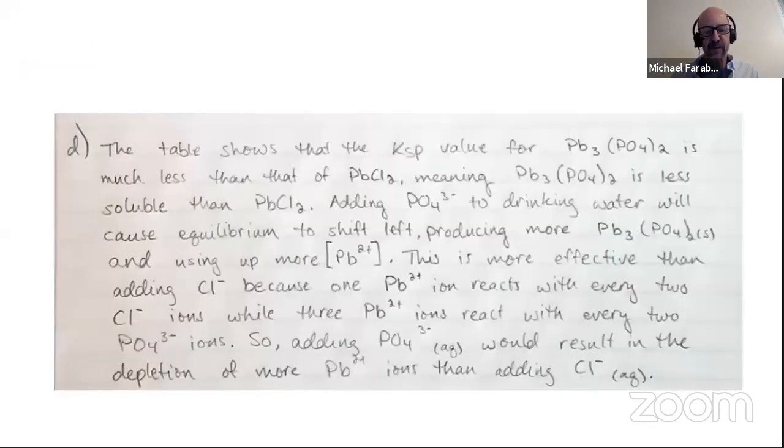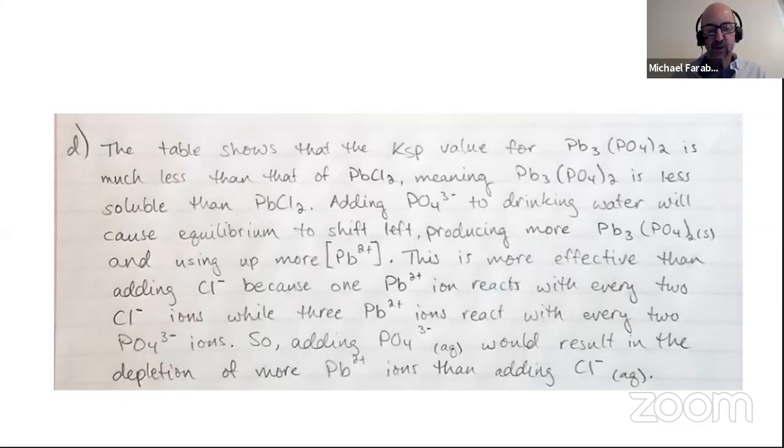All right, let's take a look at some sample student answers. I like this answer because it actually mentions both. Didn't have to do that, but it talks about everything that I just mentioned. It says the table shows that the Ksp value for lead phosphate is much less than that of lead chloride, meaning that lead phosphate is less soluble than lead chloride, so adding phosphate to drinking water will cause the equilibrium to shift left, producing more lead phosphate and using up more of the concentration of lead.